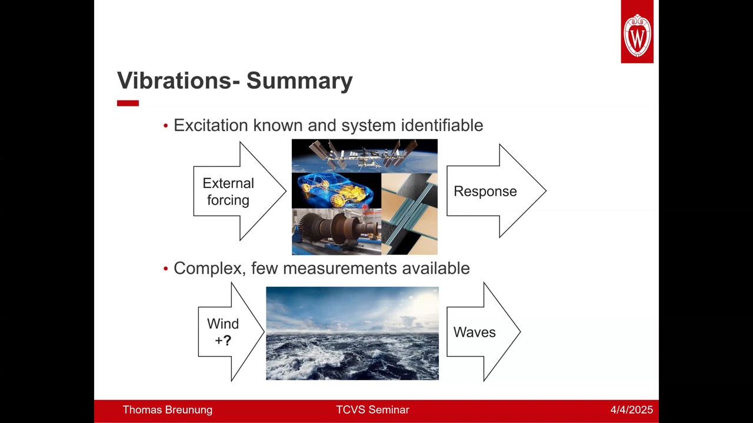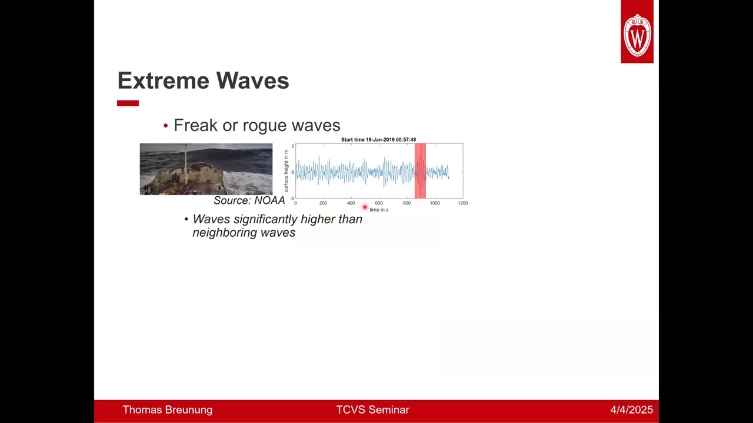And more specifically, what I'm interested in is extreme waves or rogue waves. And so what are those waves? Rogue waves are defined as waves which are significantly higher than their neighbors. This here is an example of a rogue wave. We see that for the majority of the time, the sea surface elevation is rather limited. However, now here in this red window, we see that the wave is quickly approaching, which then is also quickly disappearing without any trace. And this is called a rogue wave.